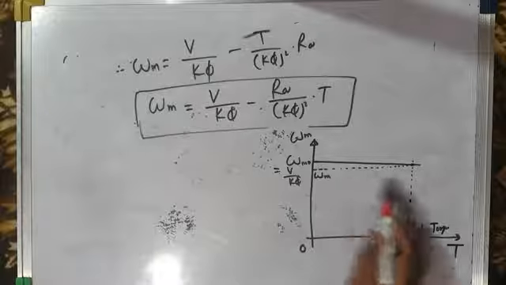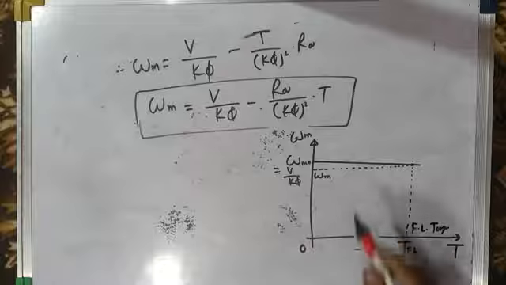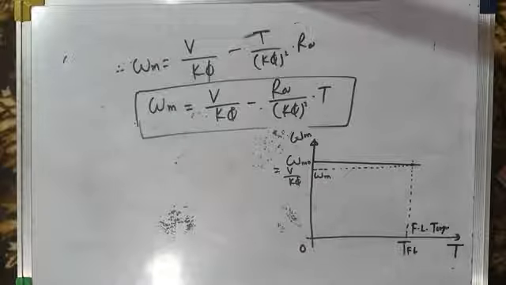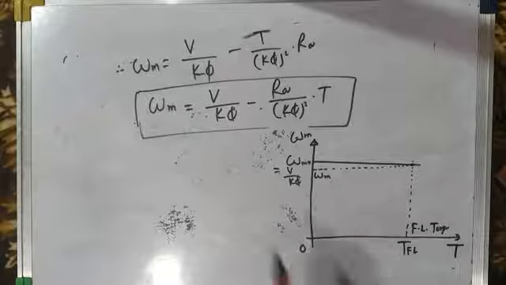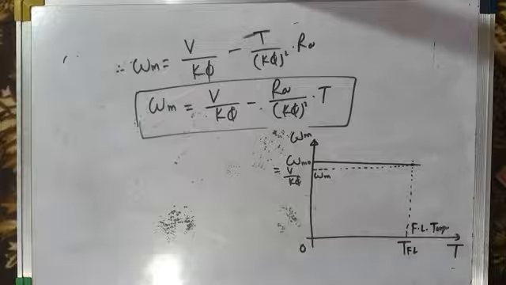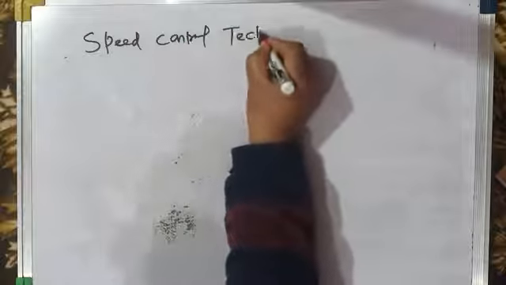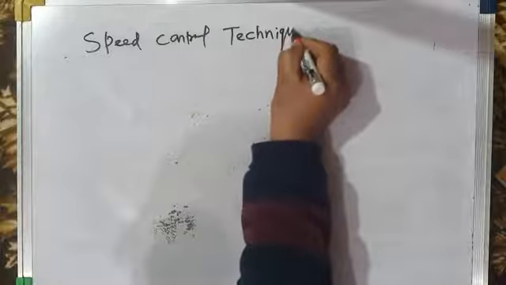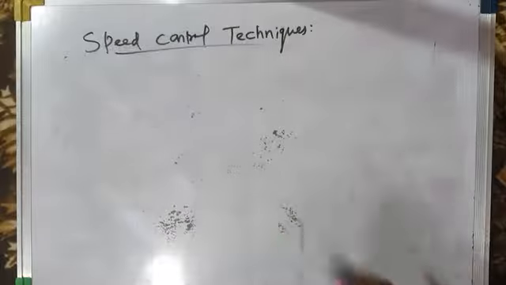And in fact, this characteristic is valid for DC shunt motor also. So this is about torque speed characteristic of a DC separately excited motor. Now, how to control the speed of DC motor. Now, speed control techniques we'll study, speed control techniques of DC shunt motor and separately excited DC motor.